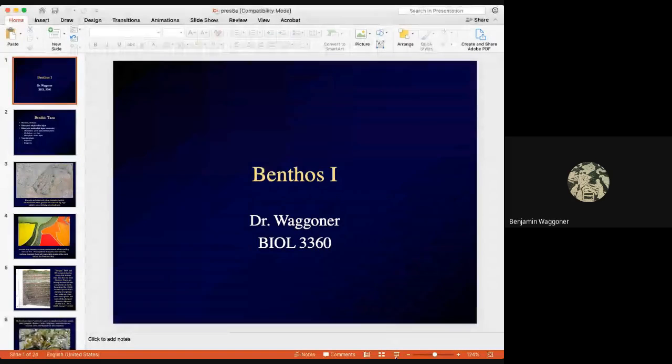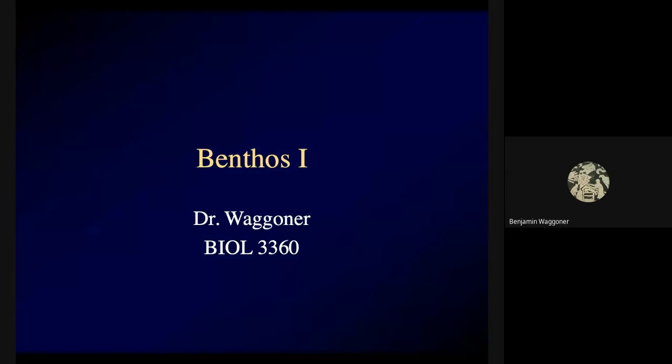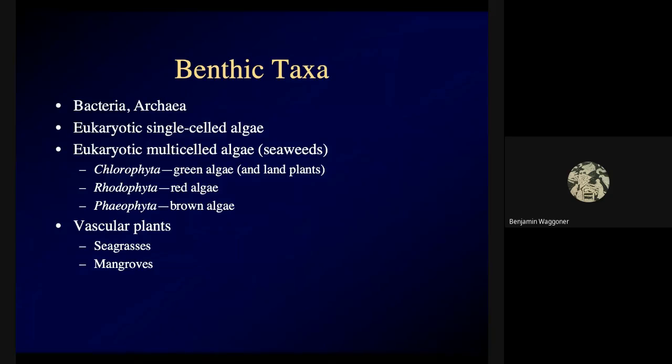And there's the ding. We've talked about plankton. We've talked about nekton. The third functional division of marine life is benthos, critters living on the bottom. And I'll kick this off by talking mostly about benthic photosynthetic organisms: bacteria, archaea, eukaryotic single-celled algae, and eukaryotic multi-celled algae, namely the seaweeds.